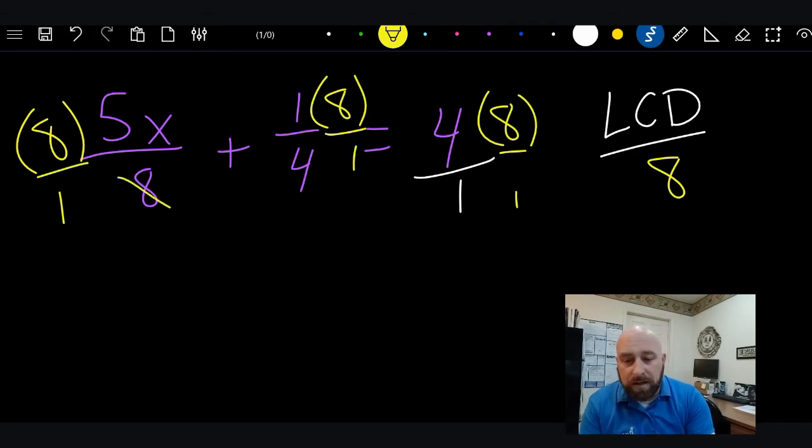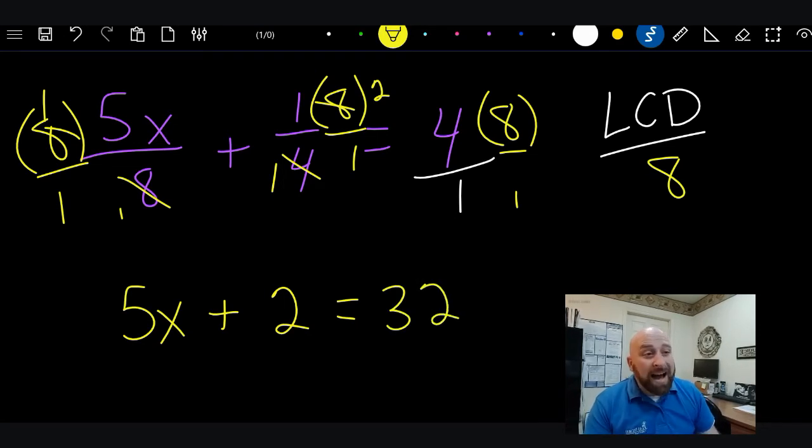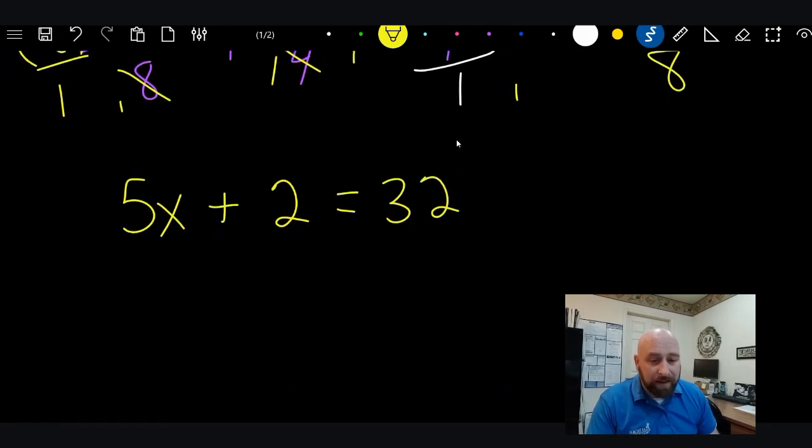All right, so let's go ahead and we're going to cancel this and cancel this. And so we have 5x plus, watch what happens here. Cancel this to a 1, cancel this to a 2. Up there, we're going to have 2 over 1 or 2, equals. And here, there's no denominator, so 4 times 8, we're going to get 32. Wow, check that out, right? So we went from fractions to no fractions by just multiplying everything by the LCD.